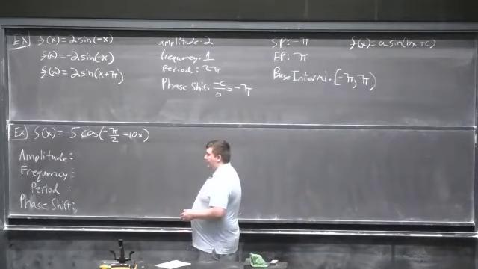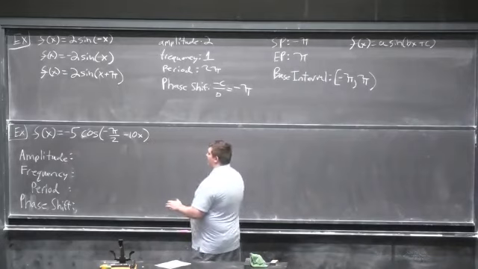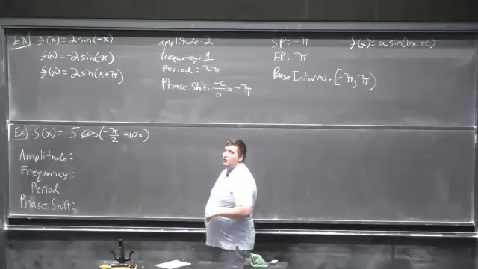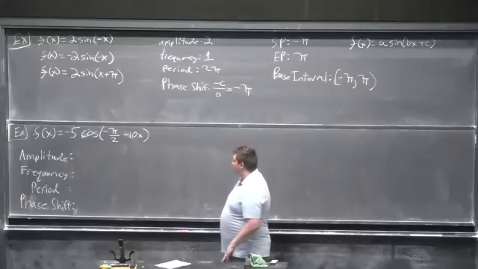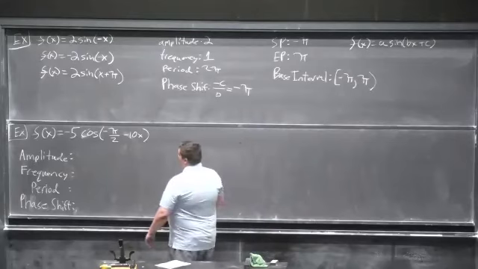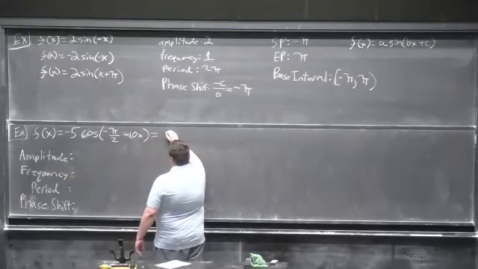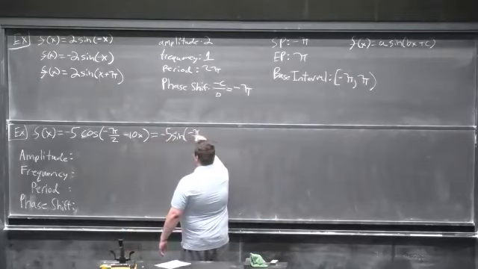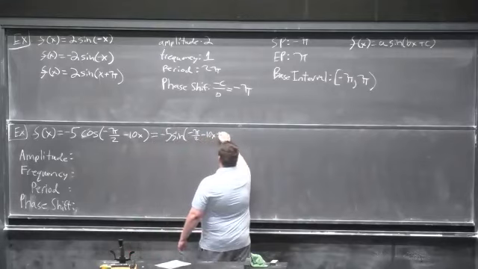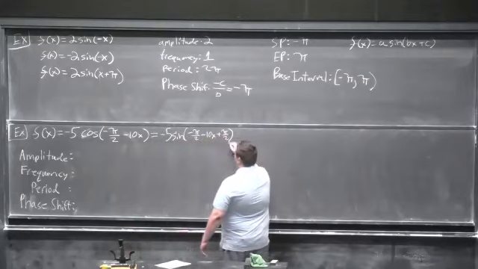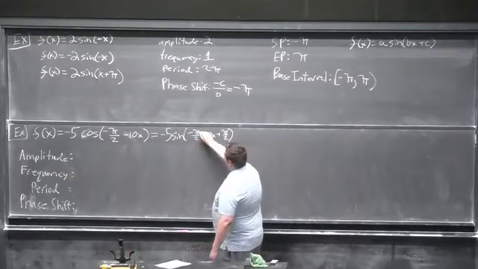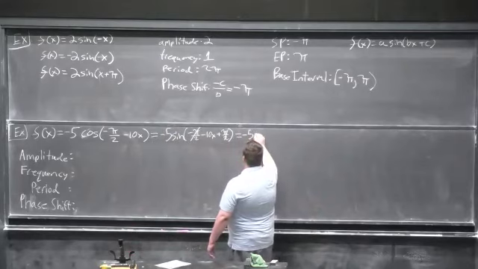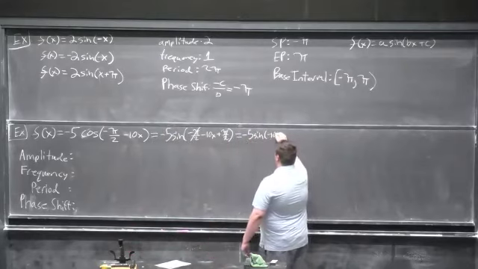Well, the first thing is we need to get the cosine to be a sine. So let's first phase shift it. And so we can say that this is equal to negative 5 sine of negative pi over 2 minus 10x plus pi over 2. The pi over 2s cancel, leaving us with negative 5 sine of negative 10x.